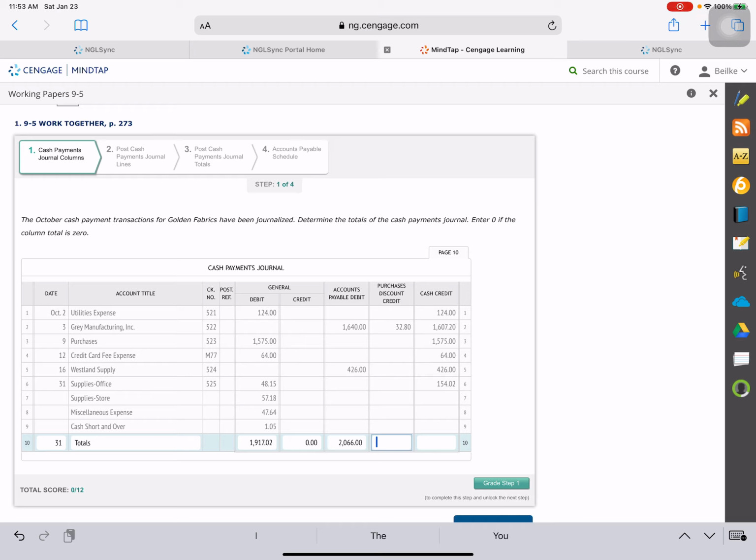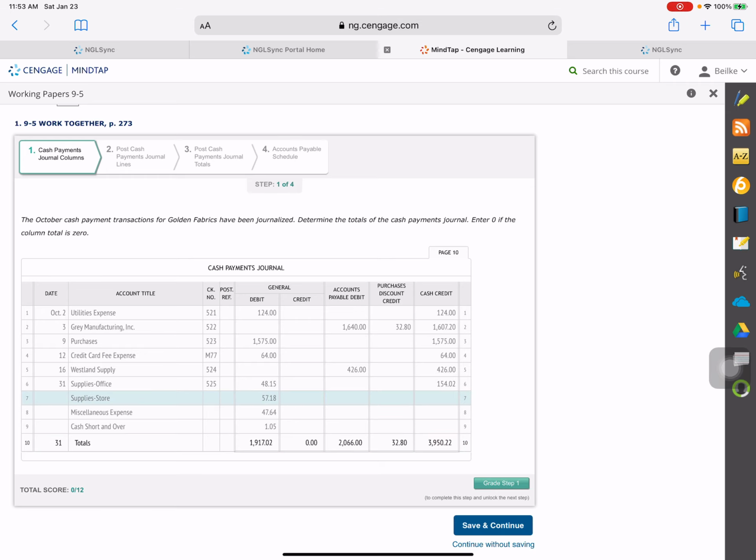Our purchase discount credit would be $32.80. And our cash credit would be $3,950.22. And you know you can prove this by just adding up your debits and your credits and seeing that they balance out. Once they do, you will double rule. And that is pretty much the conclusion of how to total up columns. And we've done this before, so it should be familiar to you.